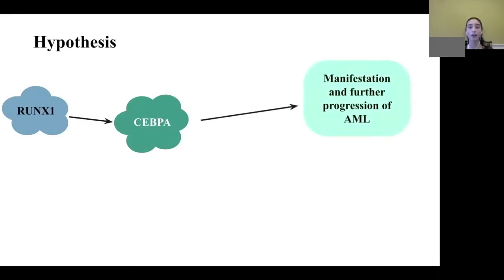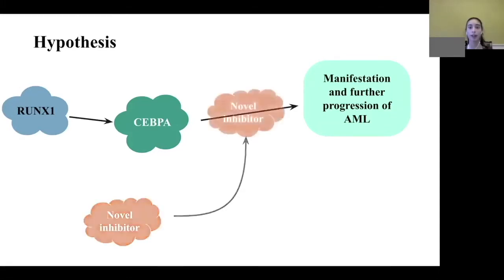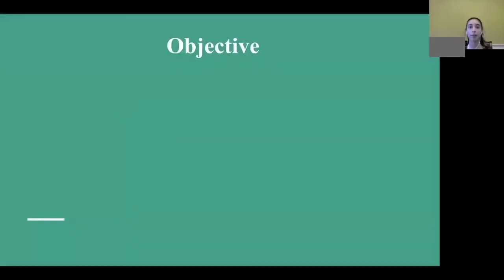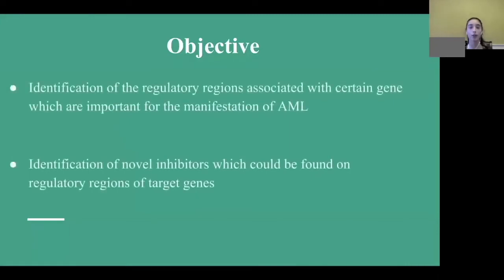I researched the gene's direct binding and whether it was upstream or downstream of the target gene. I would then look for inhibitors that could potentially be used to inhibit the activity and in turn prevent AML from further developing. The objective of my research was the identification of regulatory regions associated with certain genes which are important for the manifestation of AML, and the identification of novel inhibitors which could be found on regulatory regions of target genes.